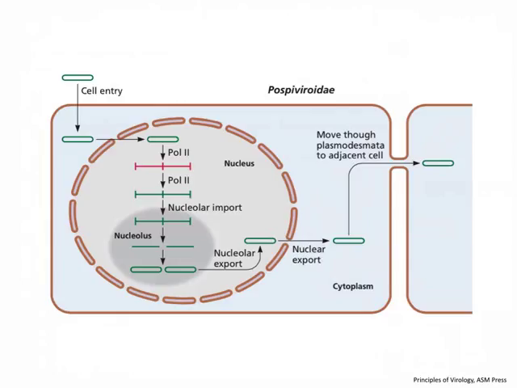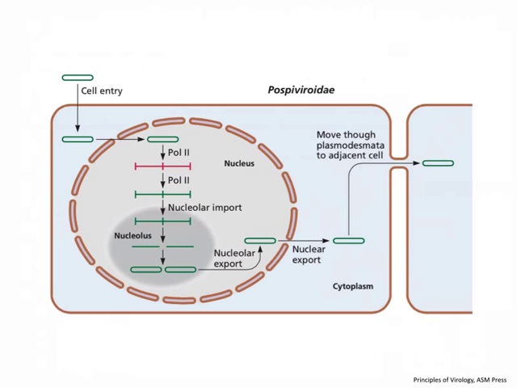So they can enter an initial cell, replicate in it, and then the molecules will move on to the next and replicate again. And this way they distribute throughout the entire plant. They infect every cell and they cause their symptoms that way. So that's an example of the Pospiviroidae. The key here, it's copied by Pol II, and the concatemers are cleaved by a host enzyme.